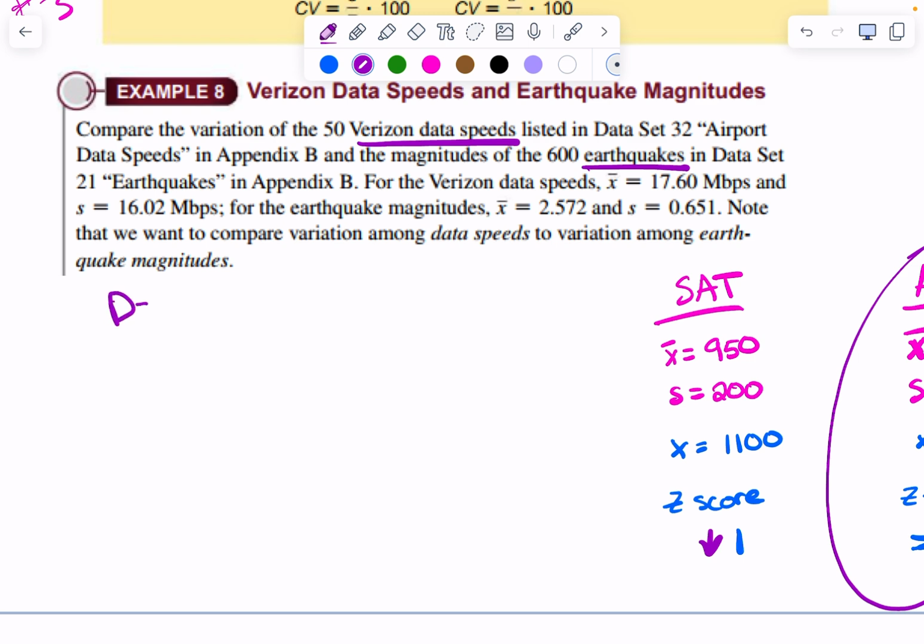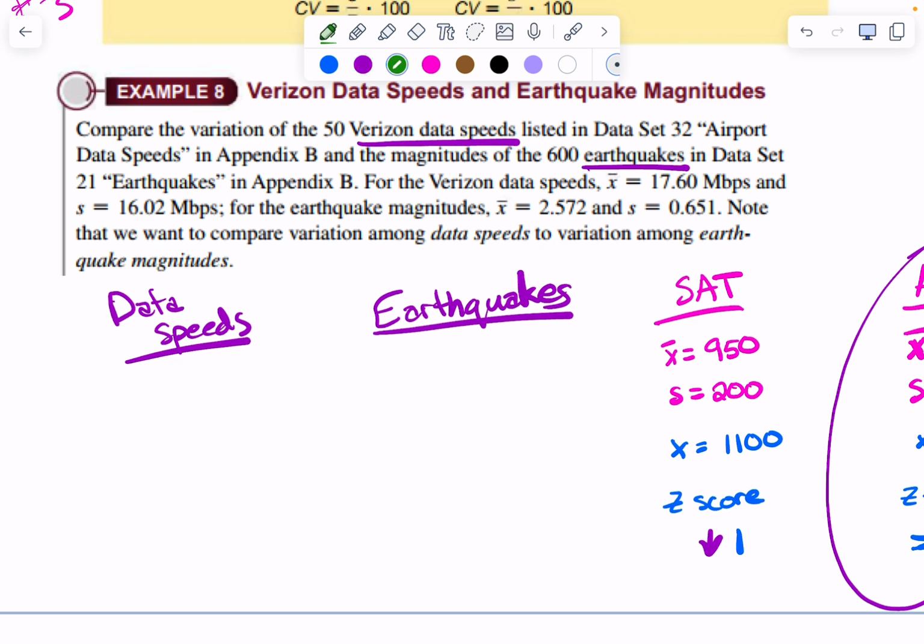So we're comparing data speeds and we're comparing earthquakes. That's like some crazy statistics. It's like, okay, I know how much that is in miles, but what is that in kilometers? It's that type of thing, like putting it into relative terms, right?